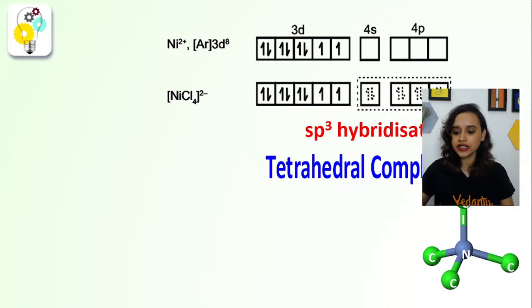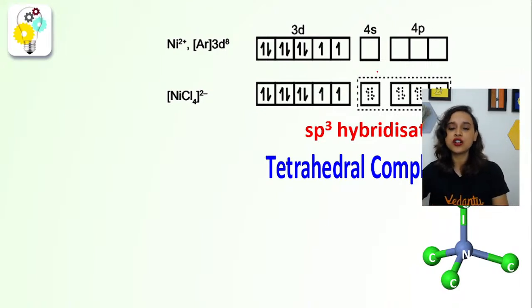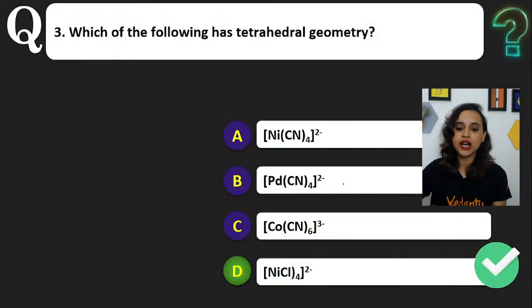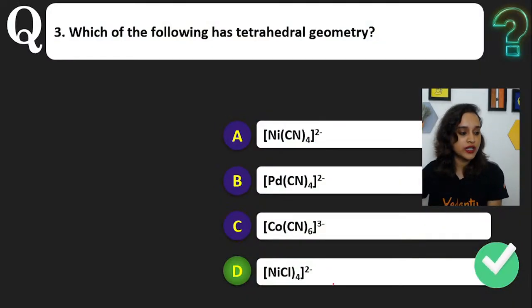By the way, one more thing. Tell me, is this inner orbital or outer orbital? One last question I want to ask you. NiCl4 2-, is this inner orbital or outer orbital? Come on, guys. Anybody?